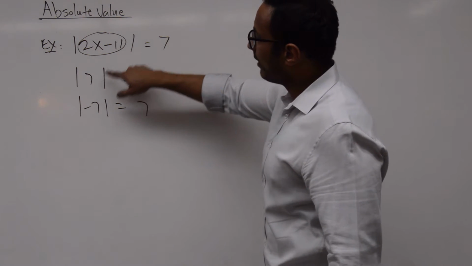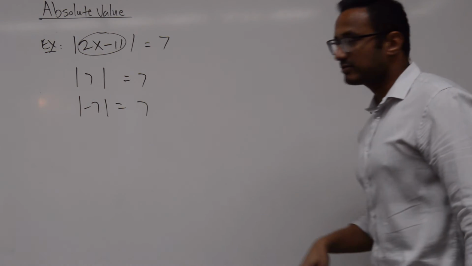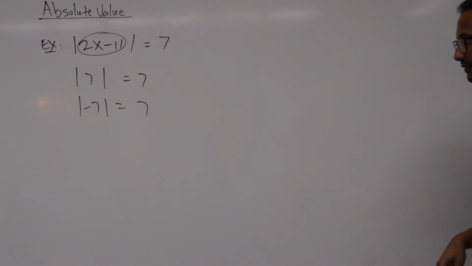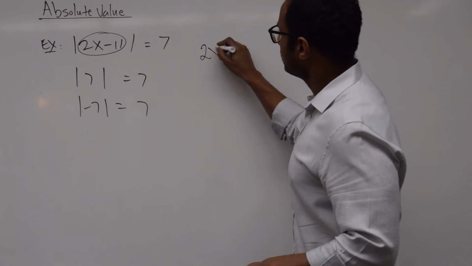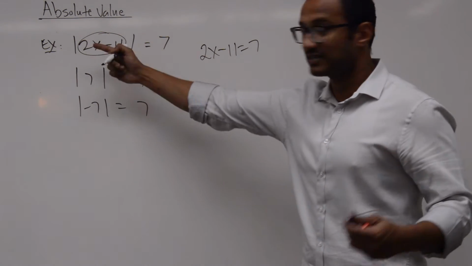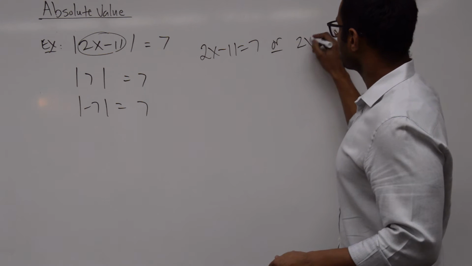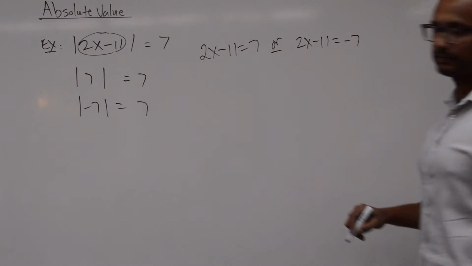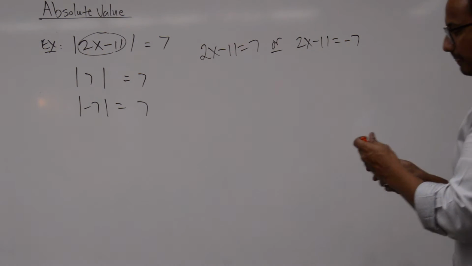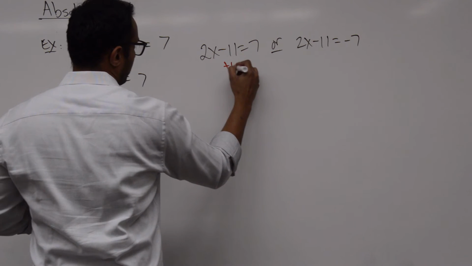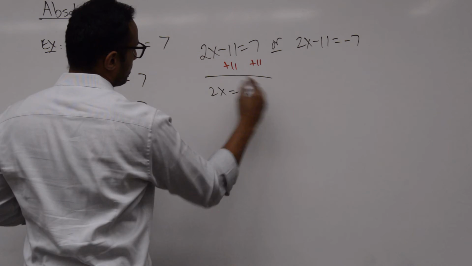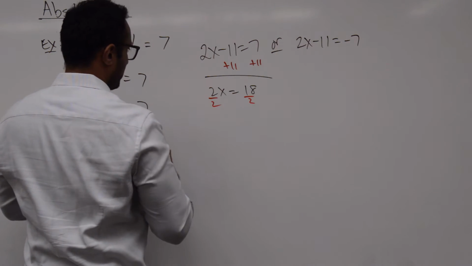Since 2x minus 11 represents whatever is in this absolute value, this can equal 7, or this can also equal negative 7. So we're going to say that 2x minus 11 equals 7, because the absolute value of 7 is 7, or 2x minus 11 can also equal negative 7. So we set up 2 different equations. Now let's solve these. If you add 11 to each side, we get 2x equals 18. You divide both sides by 2, and you get x equals 9.